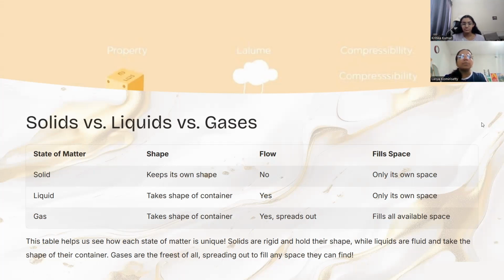This table helps us see how each state of matter is unique. Solids are rigid and they hold their shape, while liquids are fluid and they take the shape of their container. Gases are the freest of all, spreading out to fill any space they can find.